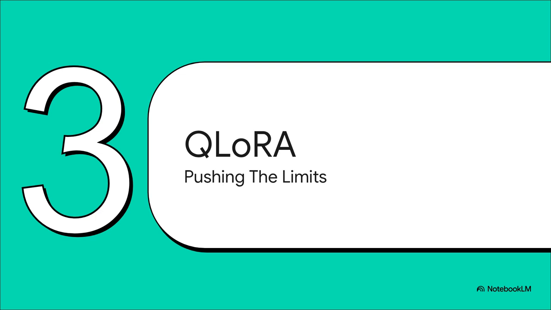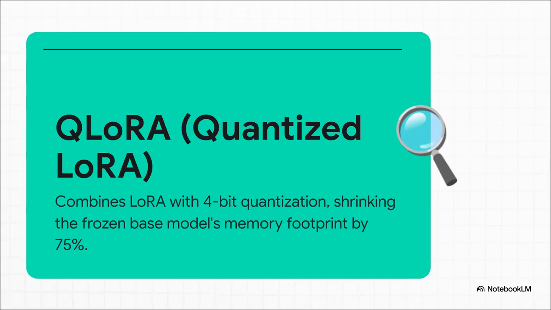Part 3, QLoRA, pushing the limits. And this is where the next big idea comes in. QLoRA. It takes the absolute genius of LoRA and just cranks the efficiency knob all the way to 11. So QLoRA, or quantized LoRA, adds one more amazing trick to the pile. It starts by asking a really smart question. Hey, if we're not even training the big base model, if those weights are just frozen, why are we wasting all this memory storing them in high precision?